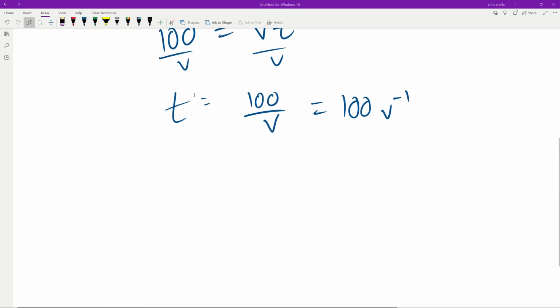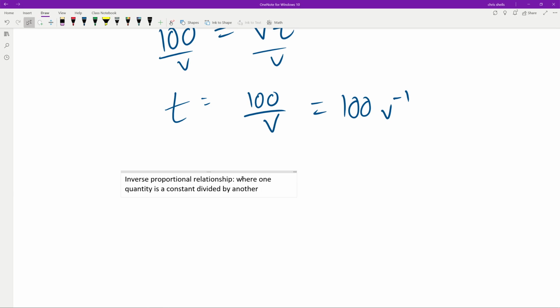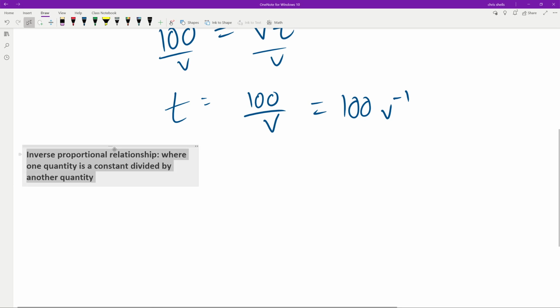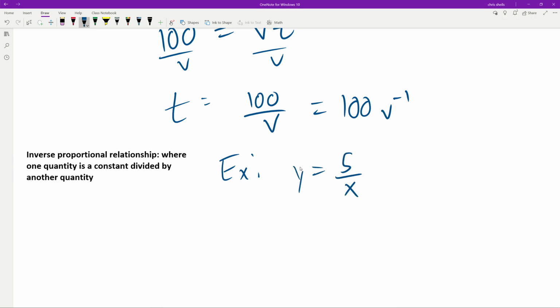This particular example is an example of an inverse proportional relationship. This is where one quantity is a constant divided by another quantity. For example, exactly what I have here, or maybe something like y equals 5 over x. This would also be an inverse proportional relationship.